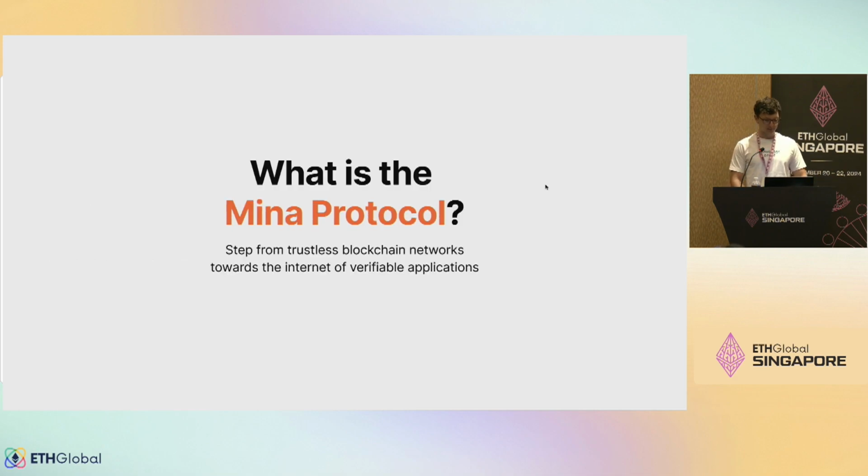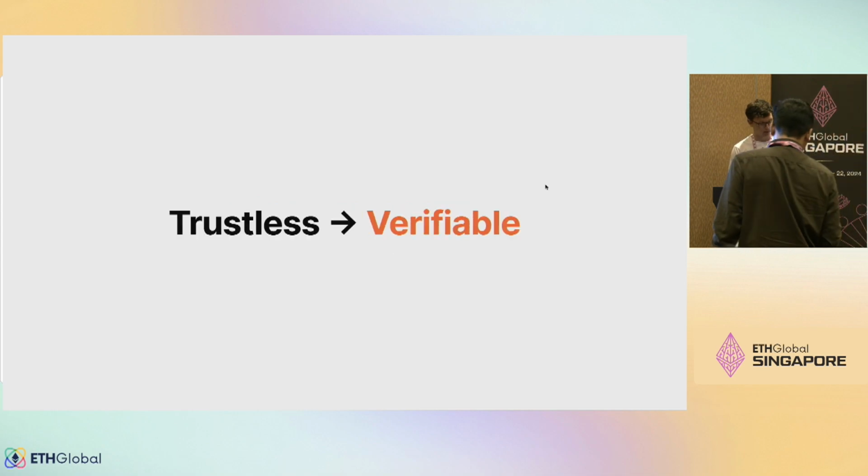All right. Awesome. Let's start with what Mina protocol itself is. We're going to talk about the steps from trusted blockchain networks towards kind of the internet of verifiable applications. And the technique we're going to use for that is zero-knowledge proofs. I'm sure everyone has heard of that already. We're going to talk about that in more detail later on as well. So basically the big iteration that we're going to make here is going from trustless to actually verifiable. And not only verifiable, also succinctly verifiable.